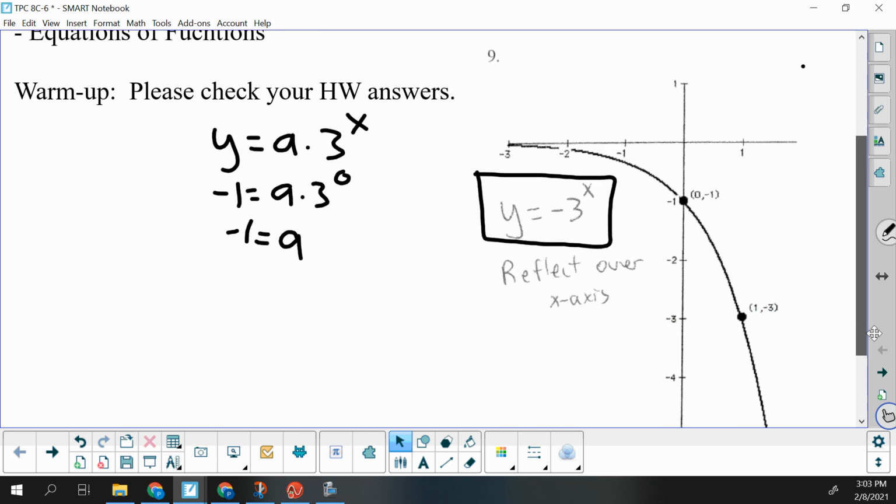So on your homework, remember we were having b be 3 in all cases. You had to look and see what you were leveling off at. In this case, we were leveling off at 0, so we didn't have to add anything on the end. Sub in either of your points for x and y and solve for a. So I wrote it as just a minus out front. That's the same as saying y equals -1 times 3 to the x. And that's showing a reflection over the x-axis because we've got a minus out front.